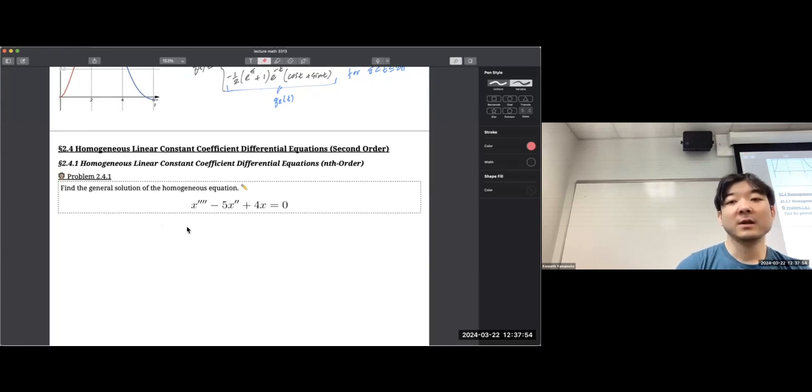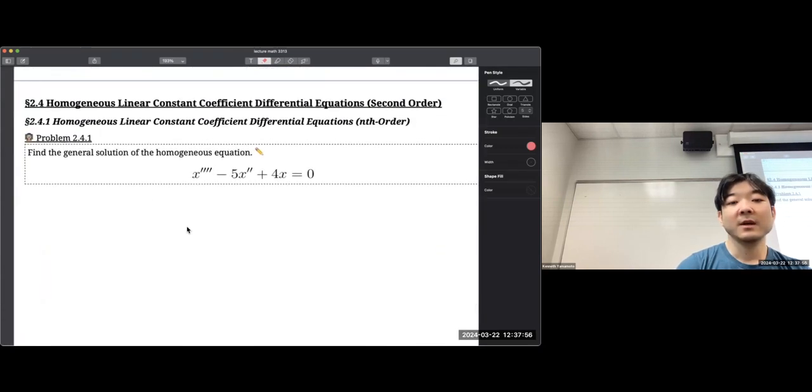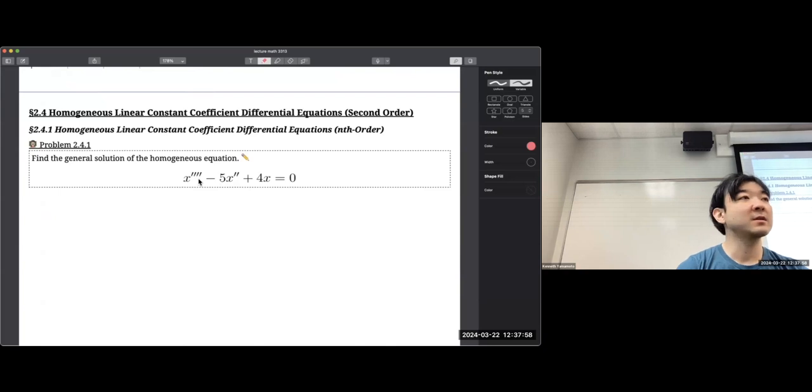Higher order equations are equations that have more than x double prime. So this has x quadruple prime. If you want to find the general solution, we're going to do higher order equations with homogeneous first, so it's easier. And then we'll do non-homogeneous higher order, so the zero on the right-hand side will not be zero anymore, but some other number.